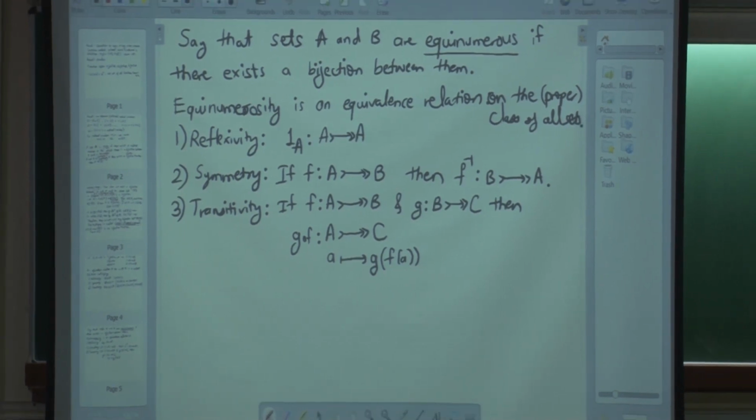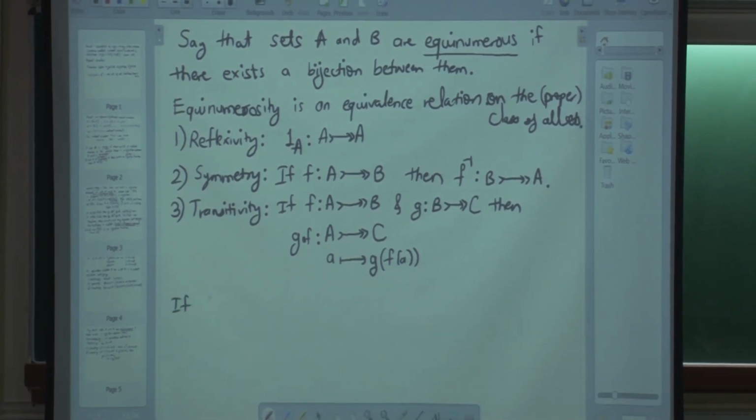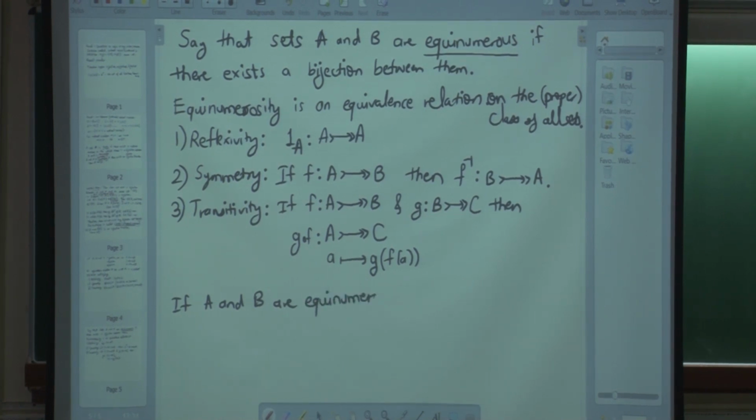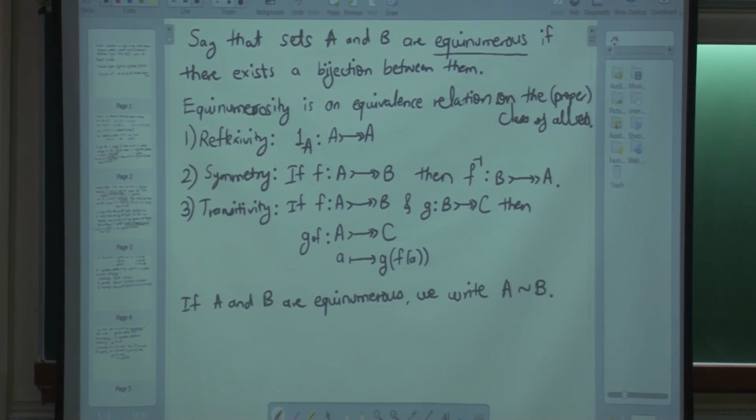All sets. Okay. If A and B are equinumerous, we write A equal to B. So if A is finite, what do we mean? That A is equivalent to, A is equinumerous with some natural number, right?